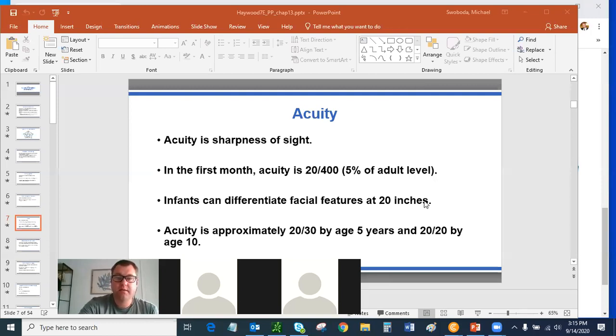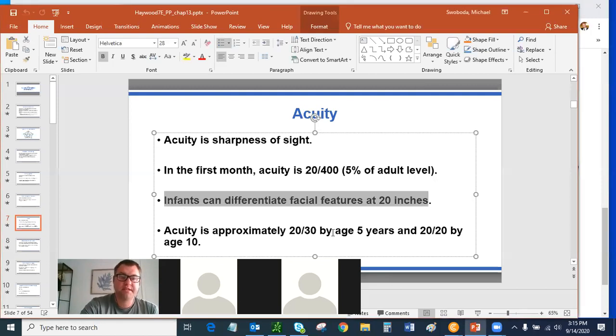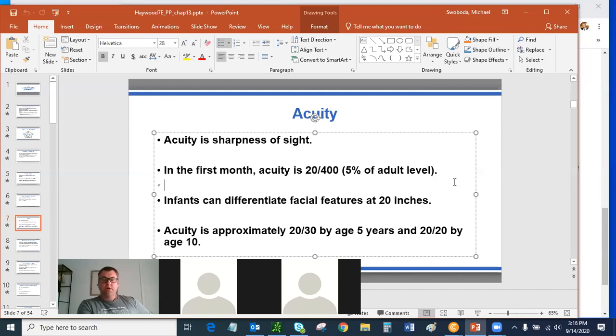This is also why this bit here, infants can differentiate facial features at 20 inches. So 20 inches, you got to figure, is really just your thigh length. So if you're sitting down, from your kneecap to your hip, that's about 20 inches. So it's not that far, but imagine that that is the distance you had to be able to tell somebody's face is different from another or closer.